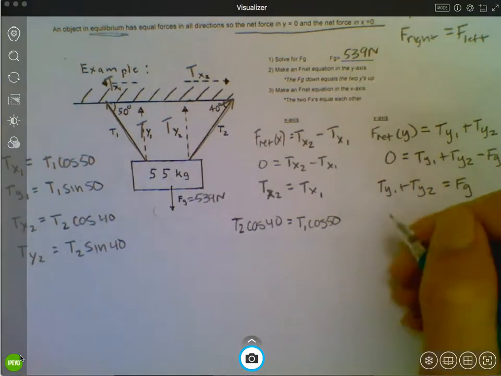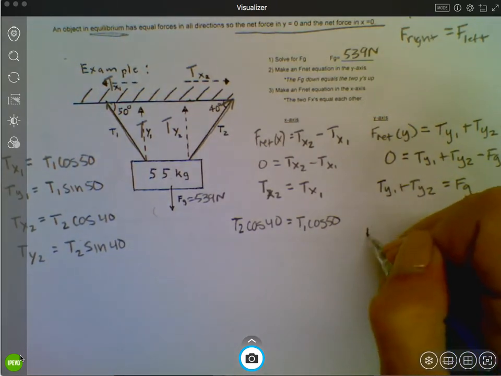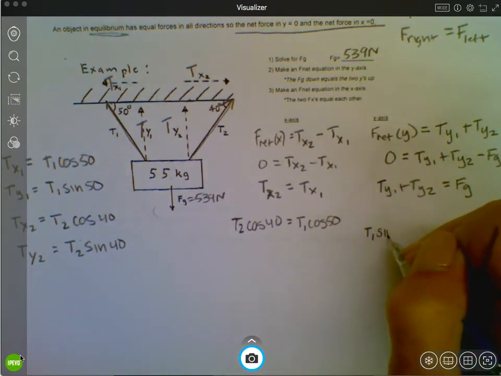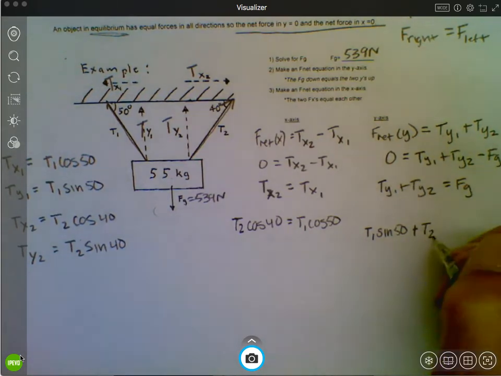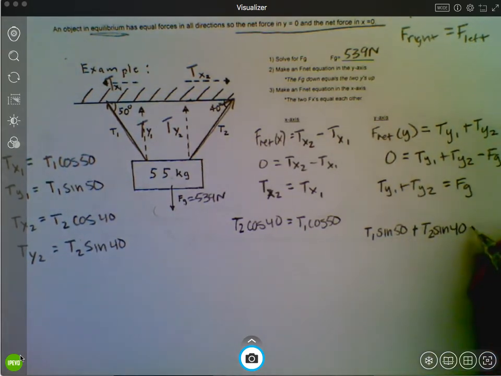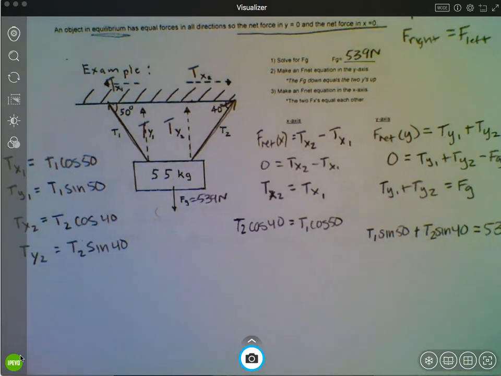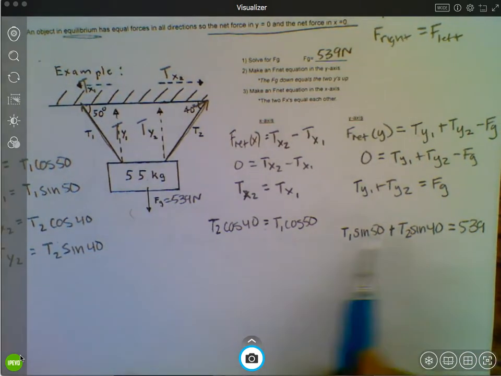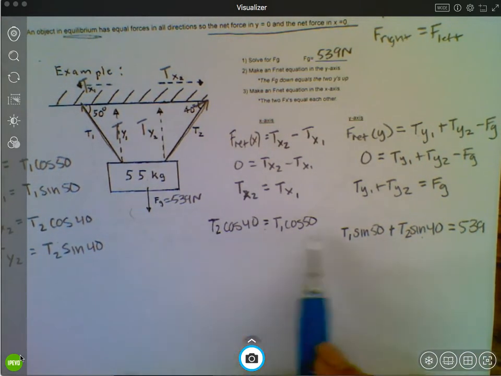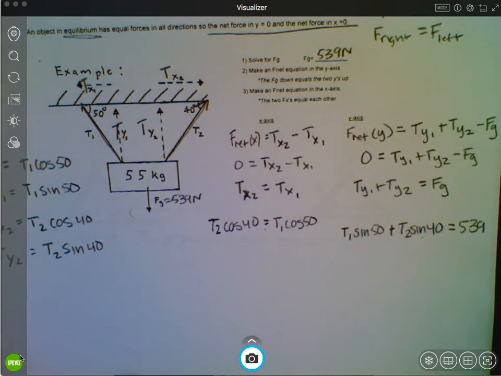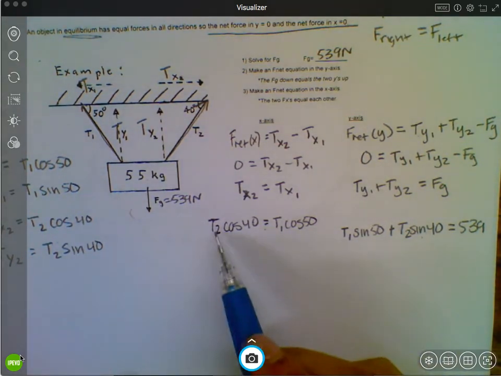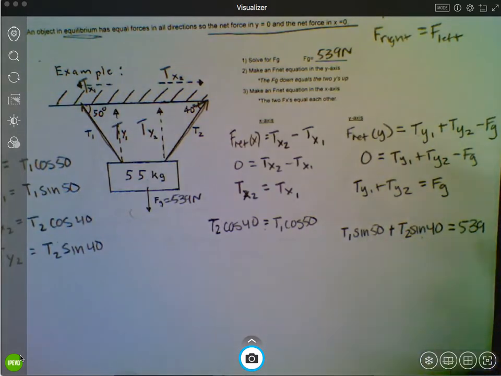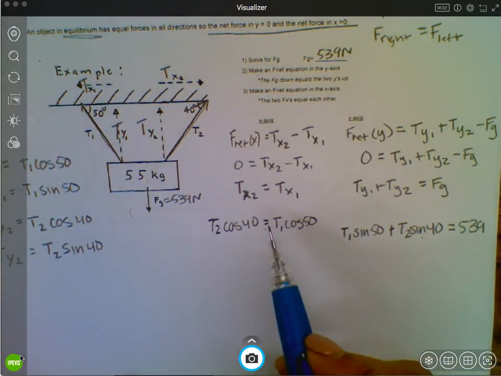Same thing over here. So ty1 is t1 sine 50. ty2 is t2 sine 40. And we know fg is 539. Okay? So now we have two equations and only two unknowns, t2 and t1. That's what we want. In math, you would solve one of the equations for one of the variables and then substitute. So it's always easier to do it with the x direction.